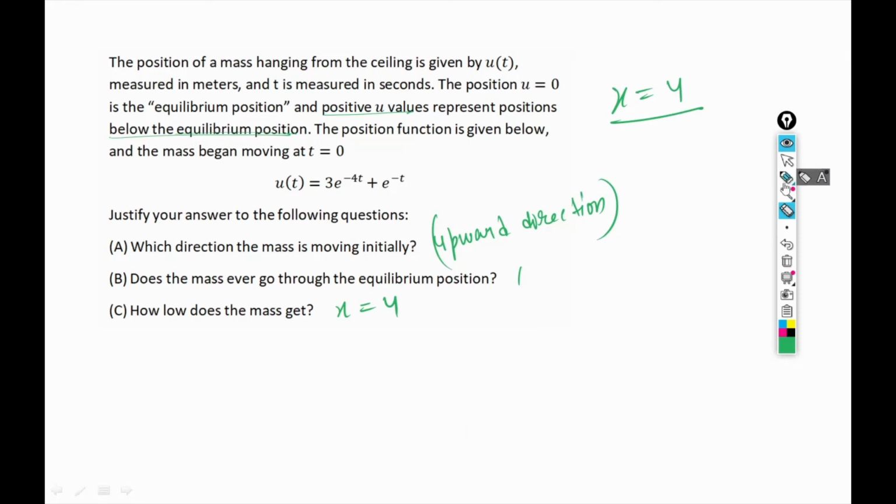So all of the parts we can answer by just analyzing the position function and understanding the process. So that's it for this video, and thank you for watching.